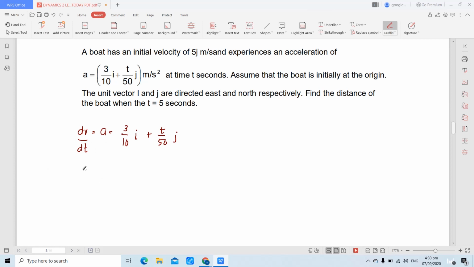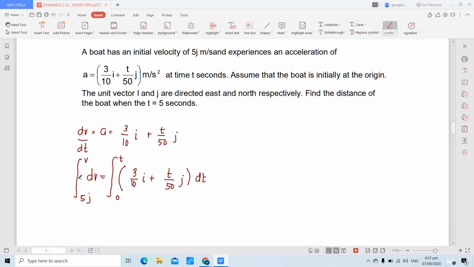And by cross multiplication, we can say that dv is equivalent to quantity 3 over 10 i plus t over 50 j dt. So, na-separate na natin yung variables. Integrate now both sides of the equation. Anong ating initial time? That is 0. Anong initial velocity? Sinabi sa problem, that is 5j, to final time t to final velocity v.